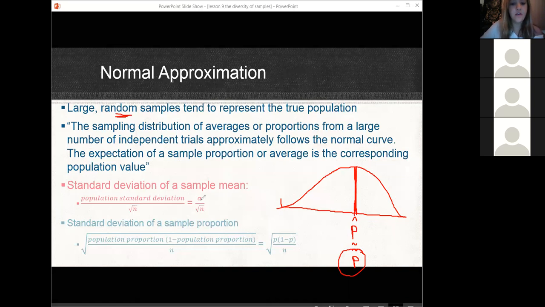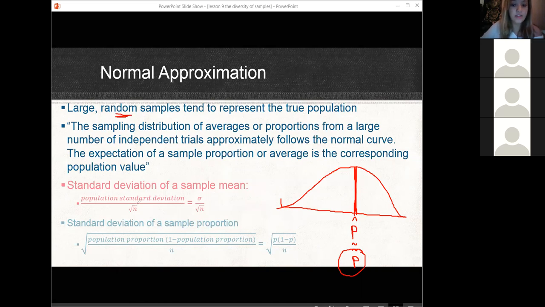And then these are just different equations that we have for standard deviations of means and proportions. Basically, what we're looking at here, and I wrote out what they actually mean, is that our numerator for the standard deviation of the sample mean is our population standard deviation.